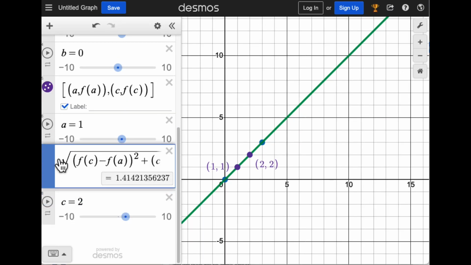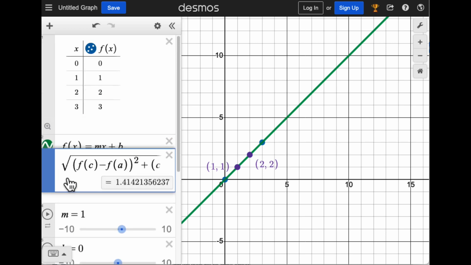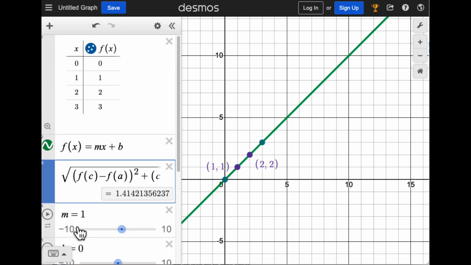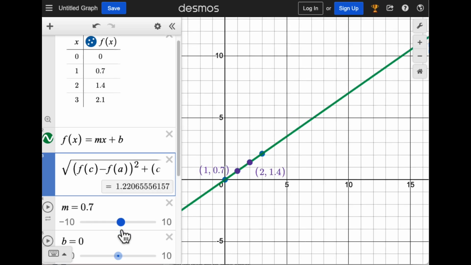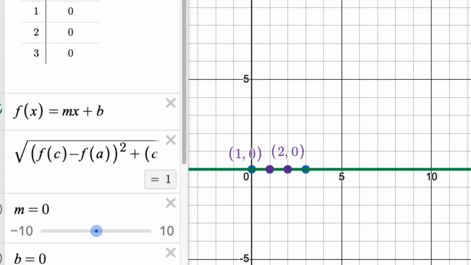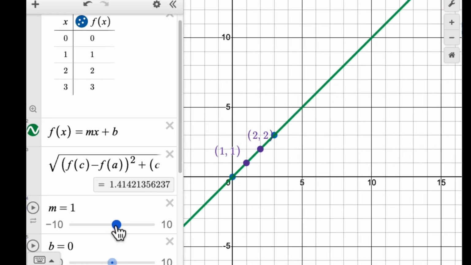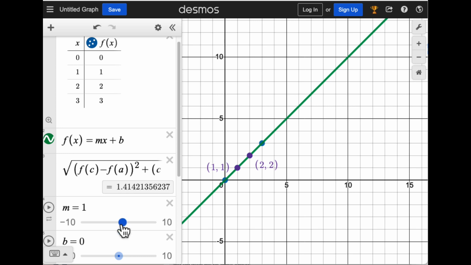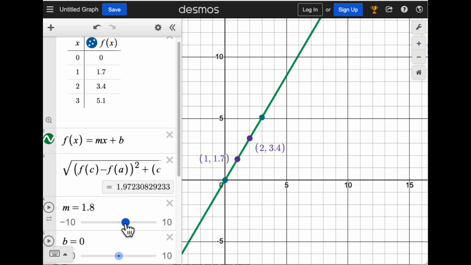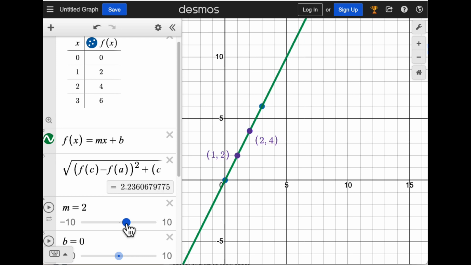Next, move the distance formula so that it's right next to the slider for m. Go back to m equals 0. Here you can see the distance between these 2 points is 1. Now increase the value of m to 1. Then to 2. See how the distance between these 2 points keeps increasing as the slope keeps increasing?